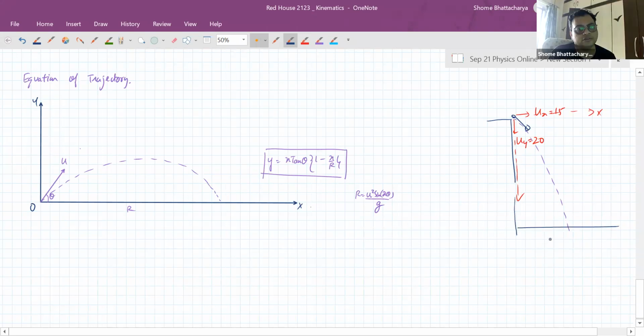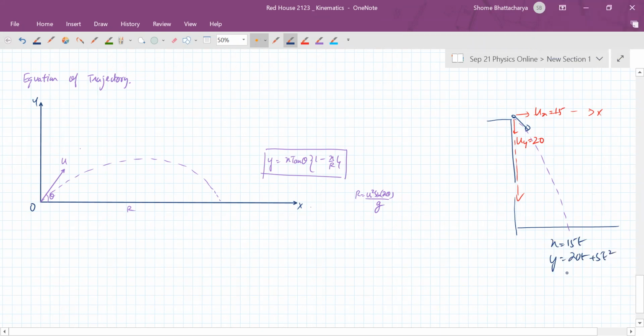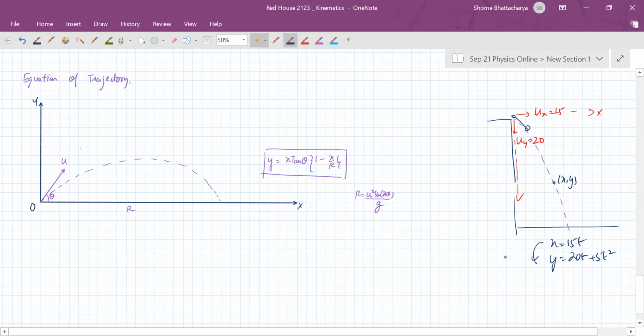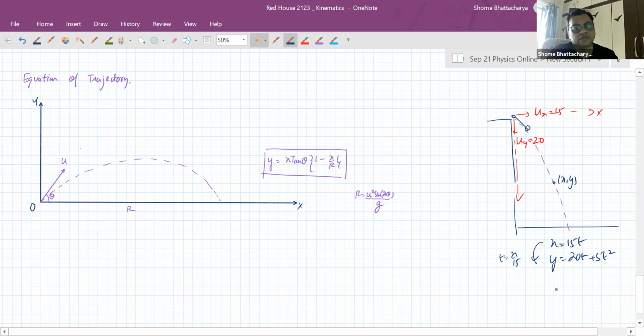Okay, so what we can do is we got x as 15t and we got y as 20t plus 5t squared. Correct? Remember these two equations? Yes, sir. So now, to write this equation of trajectory, we want to write an equation which is satisfied by every point lying on its trajectory. So we have to eliminate time. From here, substitute the value of t as what? x by 15. And you'll get that equation of trajectory, and you'll see that that's also a parabolic equation. It might be a little lengthy, but we can still do it.